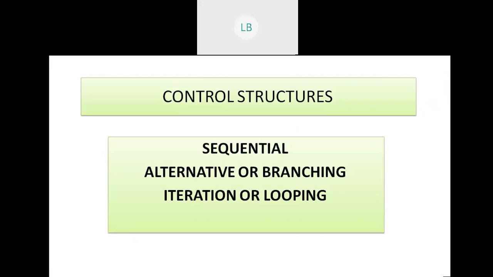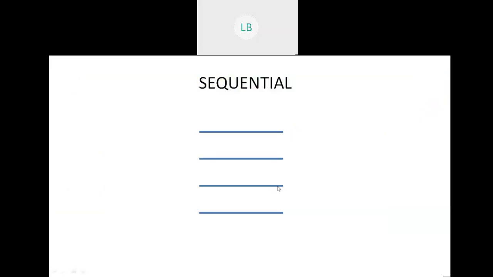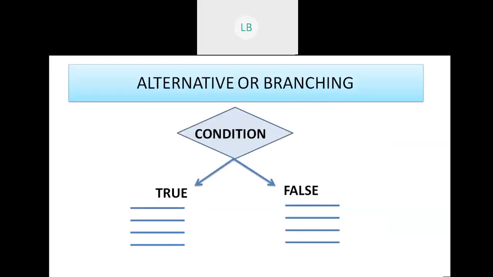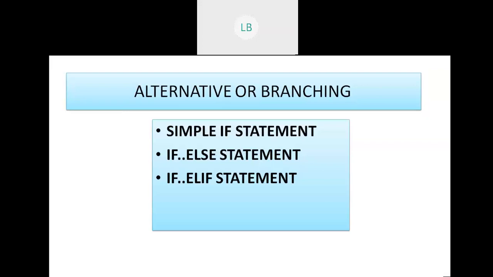In control structures, we have sequential, alternative or branching, and iteration or looping. In sequential, all the statements will be executed one after the other, that is, in a sequential manner. Whereas in alternative or branching, based on the condition, either the true block or the false block will be executed. This is also called a conditional statement.